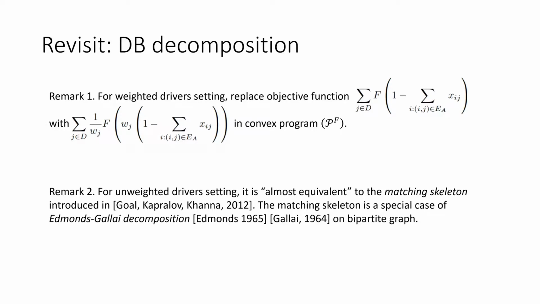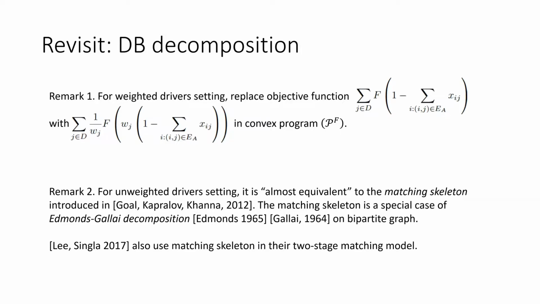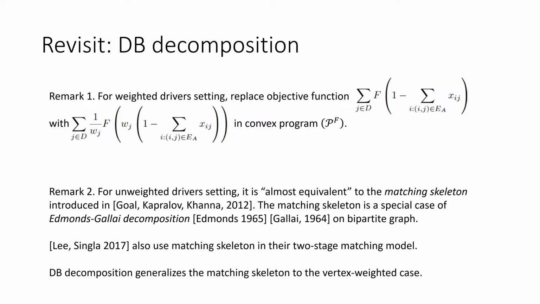And for the unweighted case, our DB decomposition is almost equivalent to the so-called matching skeleton introduced in the literature. This matching skeleton itself is a special case of the Edmonds-Gallai decomposition on the bipartite graph. And this matching skeleton technique has also been applied to other two-stage matching models. In this sense, in this paper, our DB decomposition generalizes this matching skeleton to the vertex-weighted case.